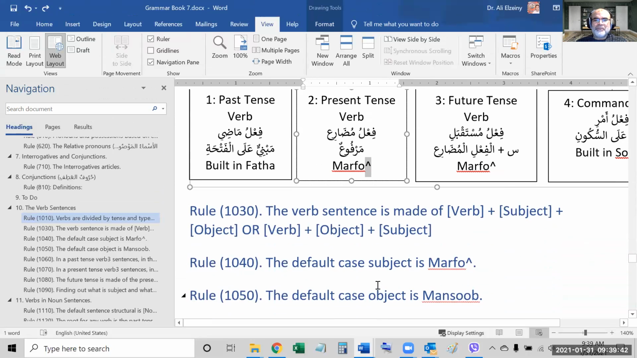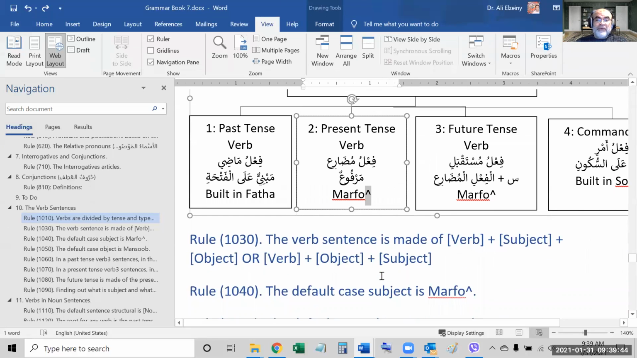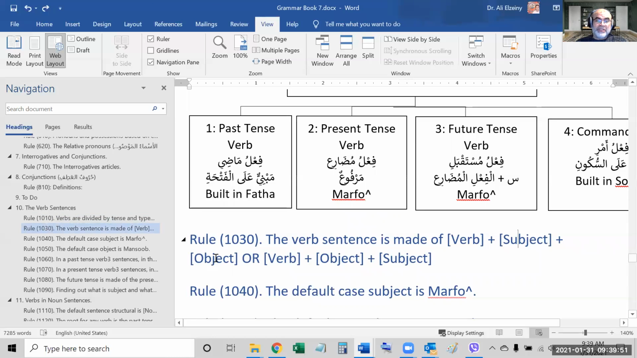Now the verb sentence structure is verb plus subject plus object, or verb plus object plus subject. So we have two kinds.